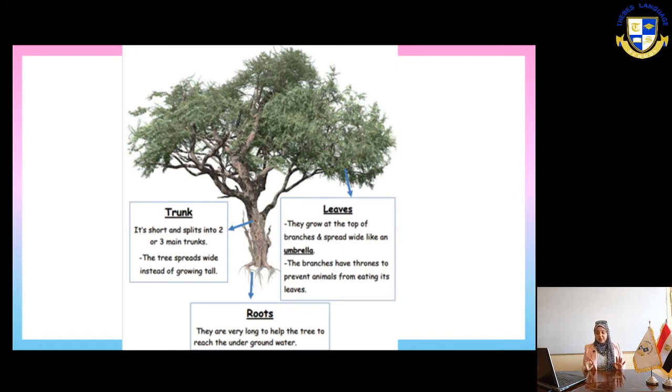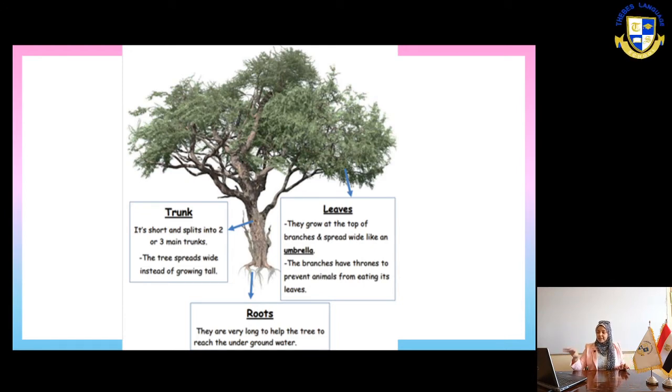The roots of these plants are very long. They are very long underground. Why? To help the tree to reach the underground water. As we know, every plant needs water. So how can they get this water? By the roots, because the roots are moving underground to reach the water. And the roots of this tree are very long.